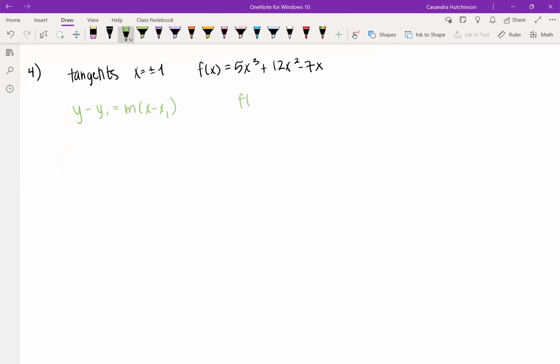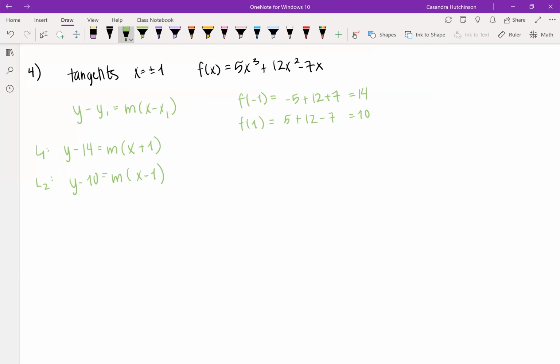So we have f of negative 1. It's going to be negative 5 plus 12 plus 7, which is 14. And then f of 1 is 5 plus 12 minus 7, which is 10. So I have two different lines. Line 1 is y minus 14 equals m times x minus negative 1, and line 2 is y minus 10 equals m times x minus 1. So two different tangent lines that we're asked to find.